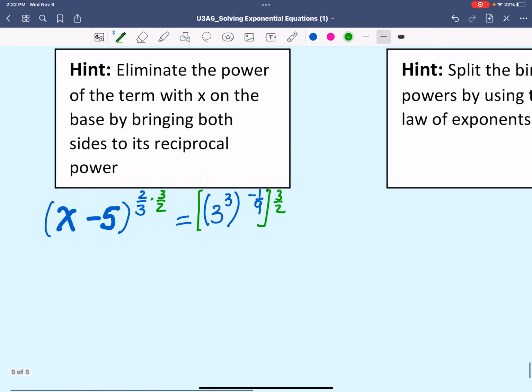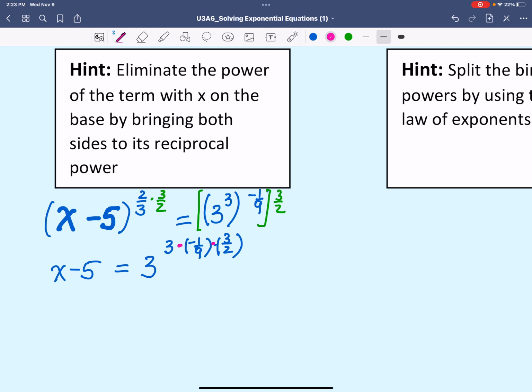So on the left side, as you can see, we now have power 1. So x − 5 is on the left side of this equation, equals, and now we have the power of a power. What happens to these powers is that they all multiply each other. So that would be 3 to the power of, and you can obviously do this in one step, but I'm just showing the work we need to do. And we have 3 times negative 1 over 9 times 3 over 2.